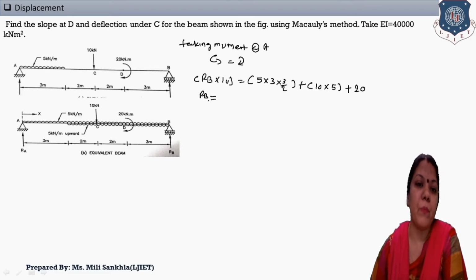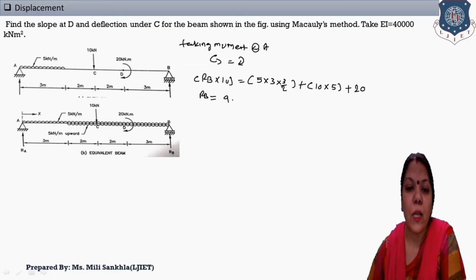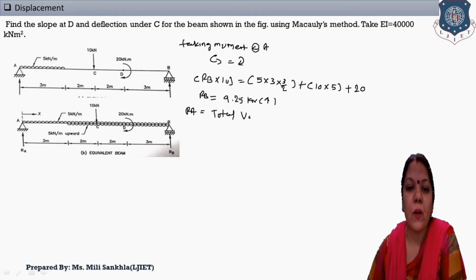After simplifying, we get the value of RB equal to 9.25 kilonewton in upward direction. Now find RA. What is RA? RA is equal to the total vertical load minus our reaction RB.